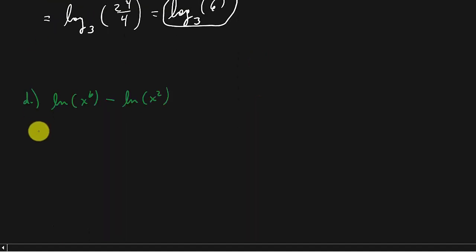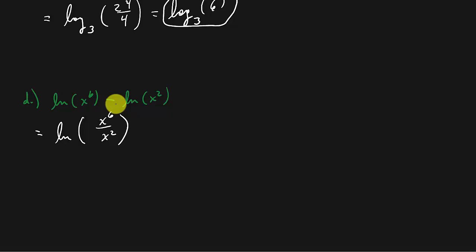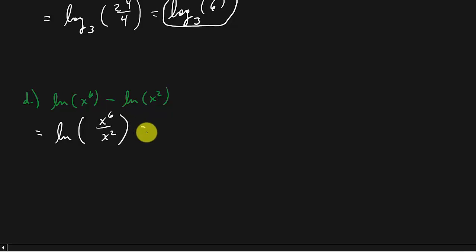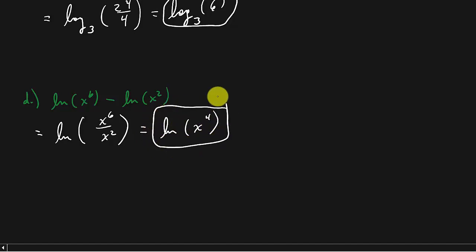And what about this one? Well, this is going to be what? Natural log x to the 6th over x squared. Subtraction comes together as division. Don't worry, the problems are going to get a little tougher. I'm doing some easy ones to get you to understand this stuff. All right, and so this is going to be natural log of x to the 4th, and there's your answer. Okay.